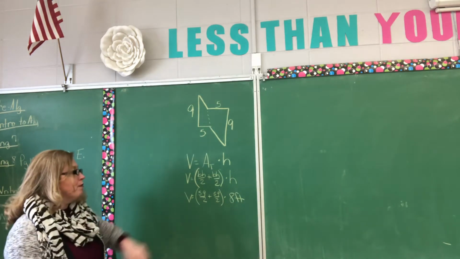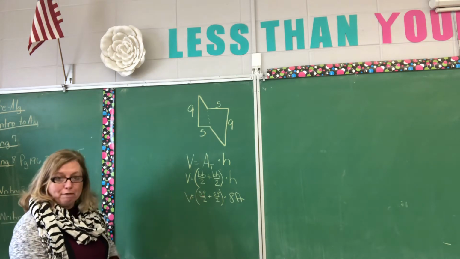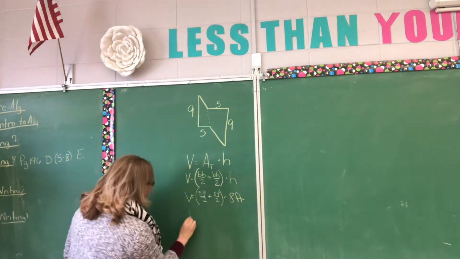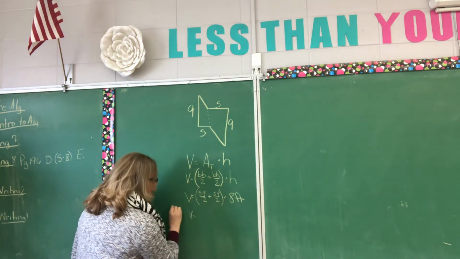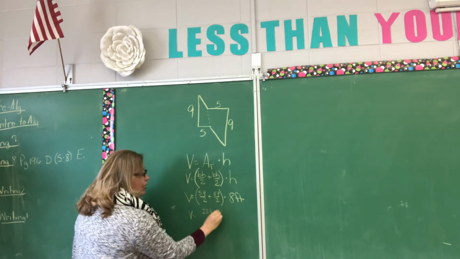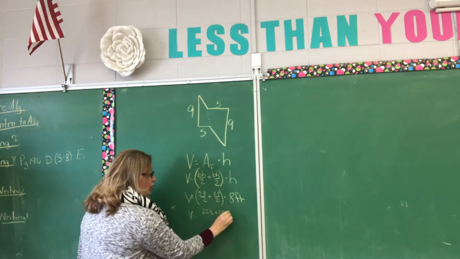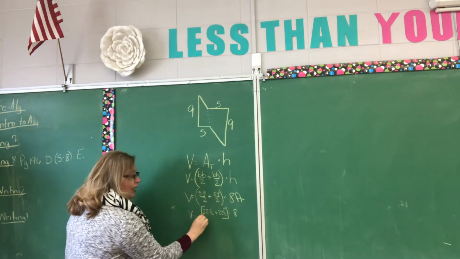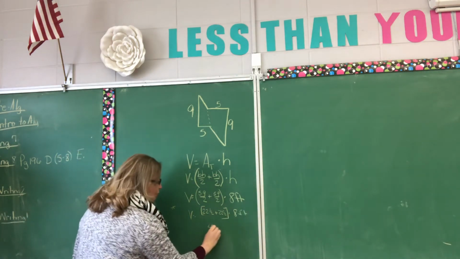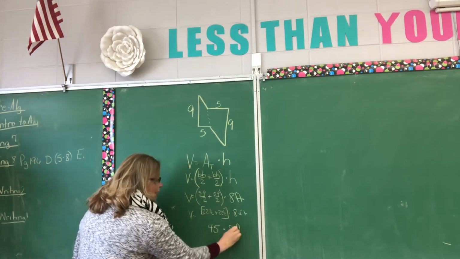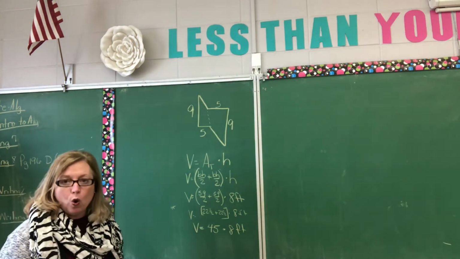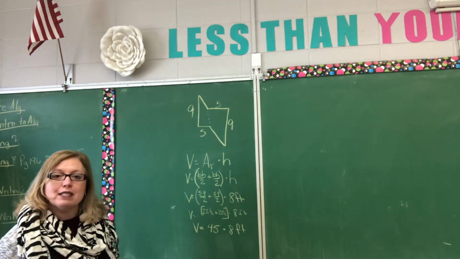So we have 5 times 9 is 45. 45 divided by 2. In each case, 45 divided by 2 is going to be 22 and a half. The next one's going to be the same answer. And then we're going to multiply by 8 feet. So 22 and a half plus 22 and a half gets us right back to 45 times 8 feet. Again, we're looking for volume, and volume is the total area times the height.